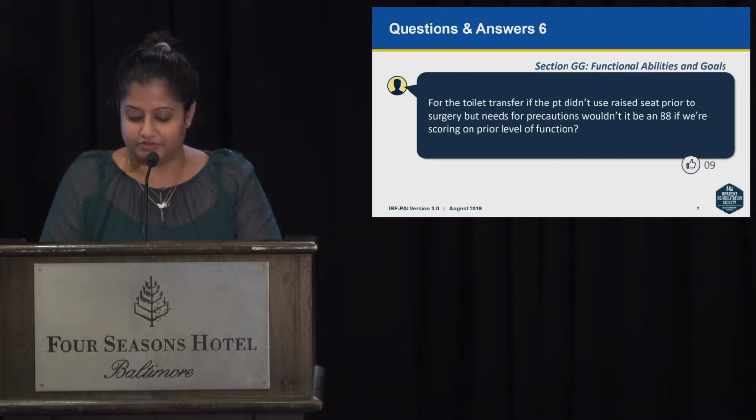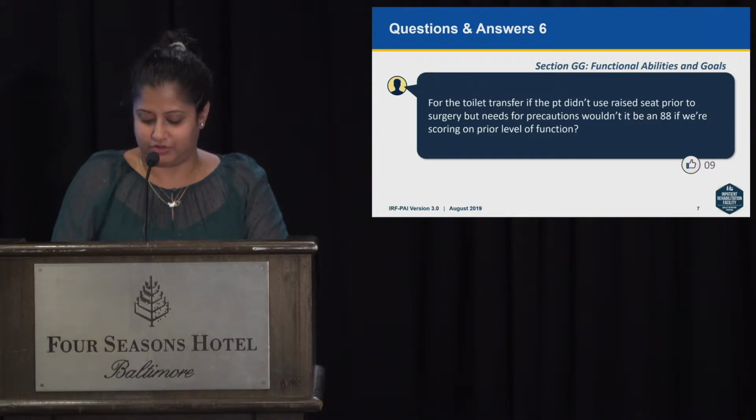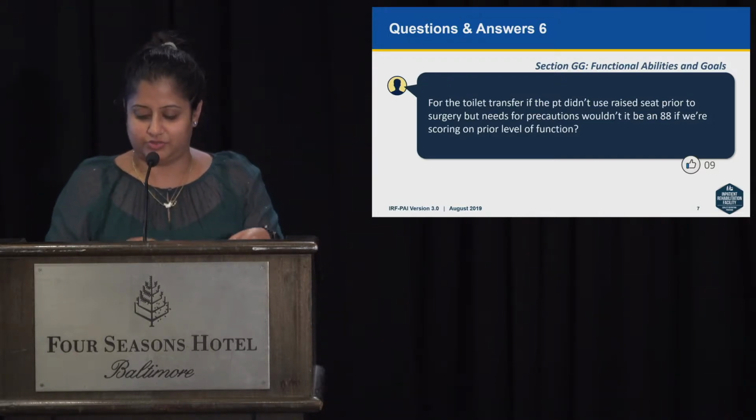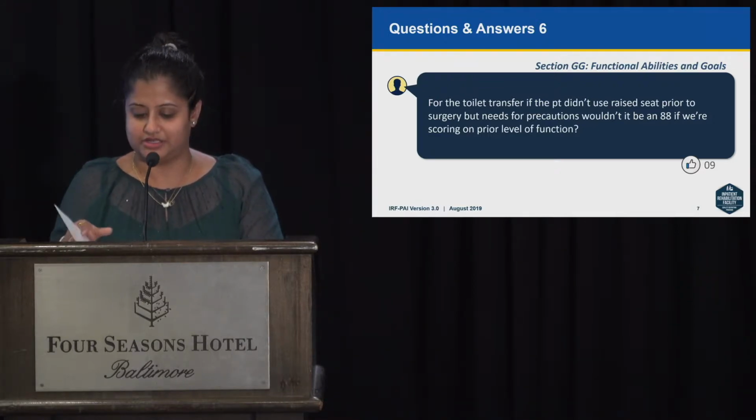The next question: for the toilet transfer, if the patient didn't use a raised seat prior to the surgery but needs one for precautions, wouldn't it be an 88 if we were scoring on prior level of function? So for the admission assessment, the patient may be assessed based on the first use of an assistive device that the patient has not previously used. The clinician would provide assistance as needed in order for the patient to complete the activity safely and code based on the type and amount of assistance provided. You would only code an activity not attempted code if the activity did not occur during the entire 3-day assessment period.